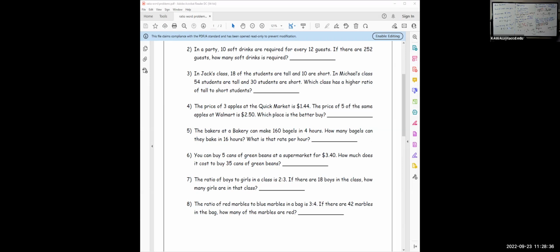So you go 1.44 divided by 3 is equal to, where's my calculator? 48 cents. 48 cents. Yeah. And then 2.50 divided by 5 is equal to 0.50. Okay. So the one that is better is Quickie Mart, right? So this one's better. Okay. So let's not lose our ability to just use intuition.